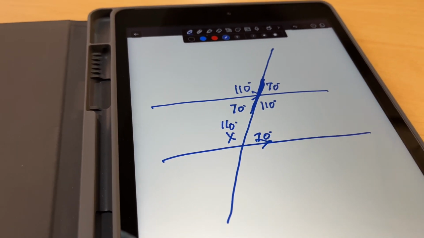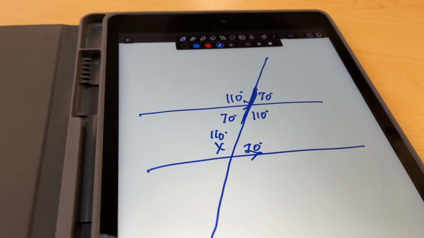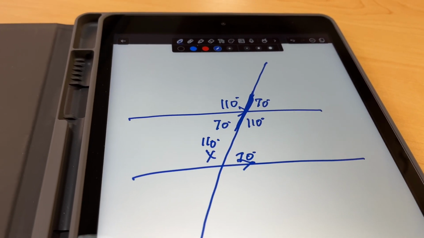So you can find a lot with two parallel lines and a transversal. Just a little review of geometry for you.